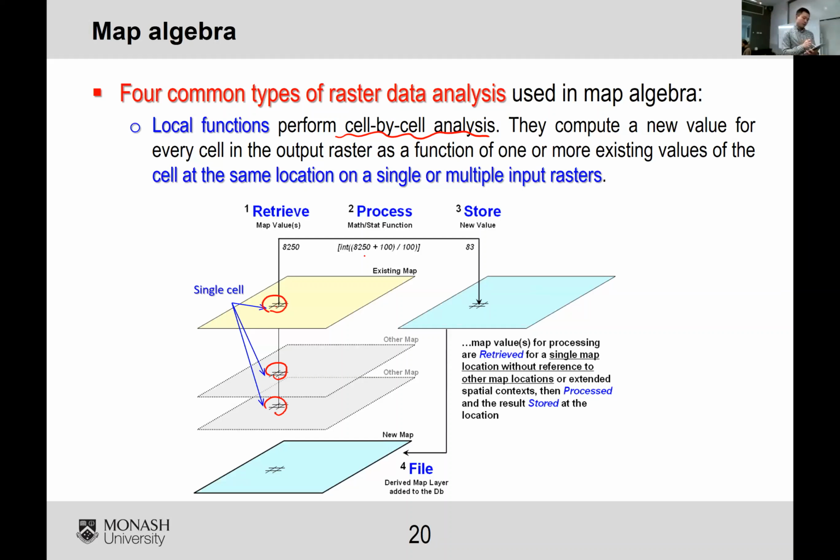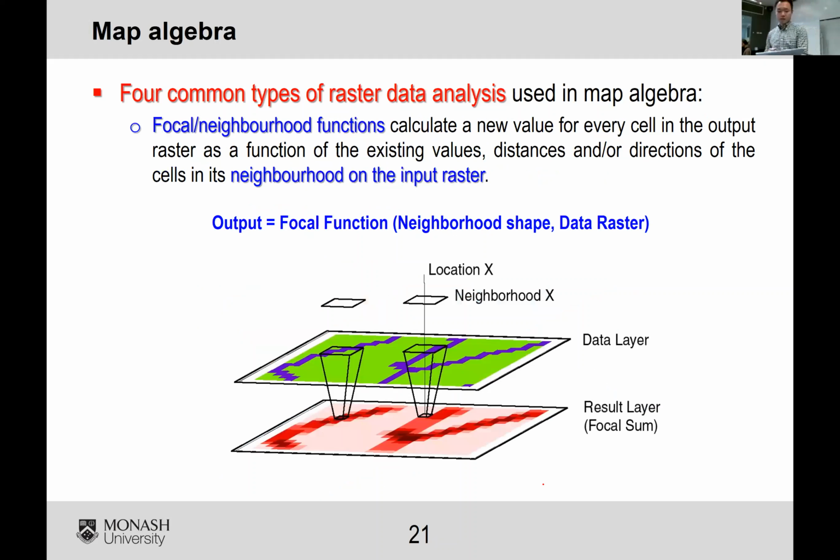And then we implement an equation or function and compute a new value. And this new value is assigned to the same location on the output grid or output raster. And this is called a cell-by-cell analysis. And there are also other types of analysis, and we actually have been using them so far, but without realizing. But I'll give you some examples.